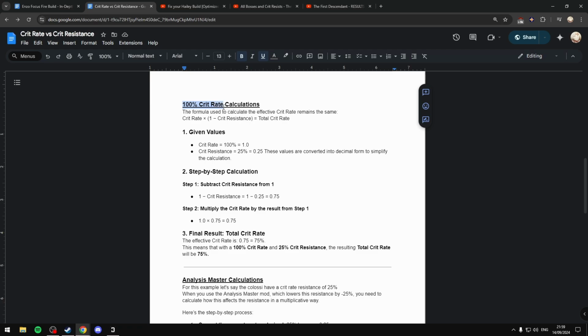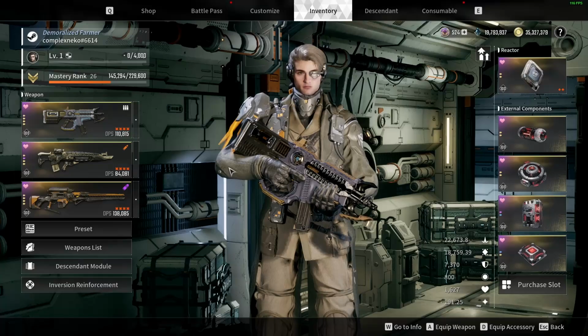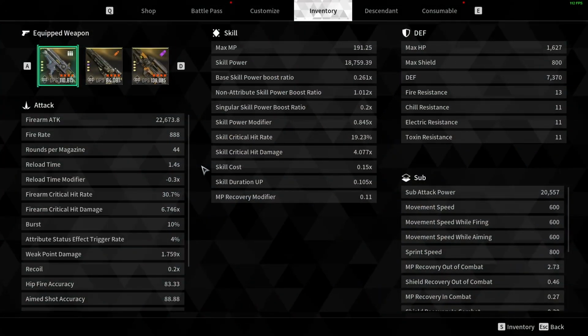I then do the calculations for 100% crit rate, but this percentage can be changed to whatever percentage crit rate that you have. So in the actual game, if you open your inventory and press up, you can see your crit rate.